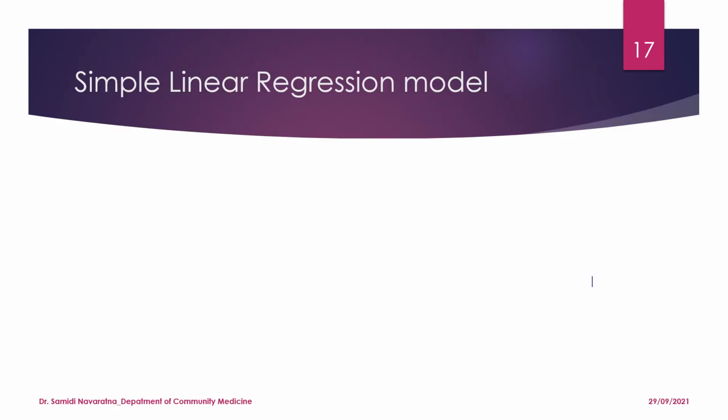Simple linear regression model is derived by the algebra equation for a straight line, y equals mx plus c. So it derives the best fitting line for a given data set. Best fit means that the sum of the squares of the vertical distances from each point to the line are at a minimum. So let's look at the equation.